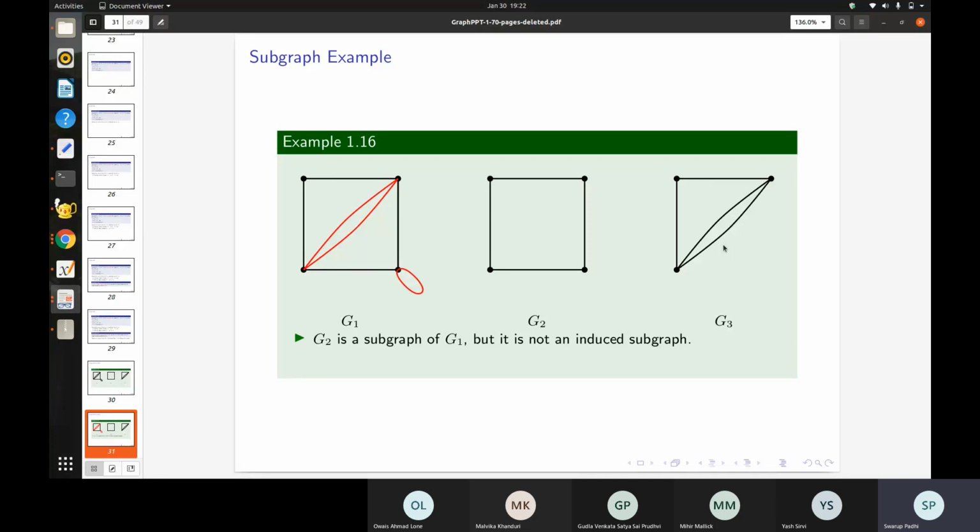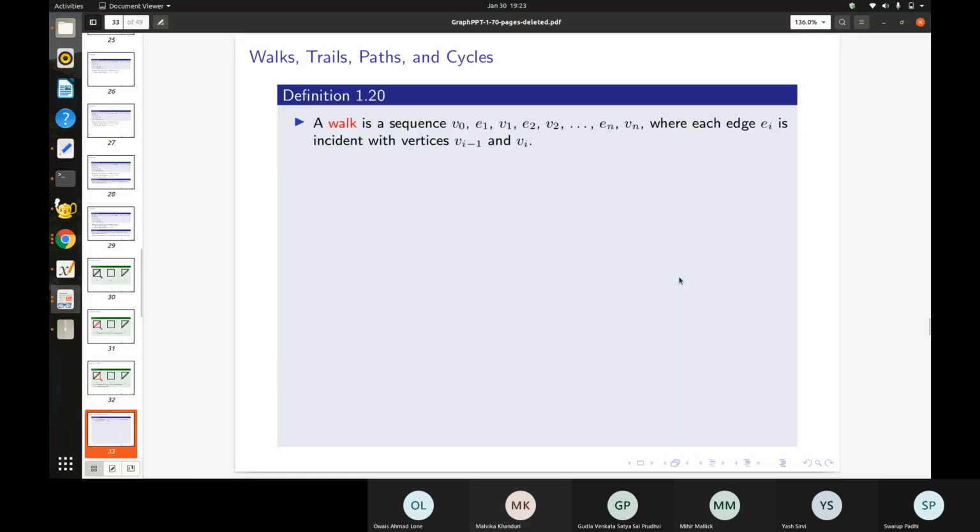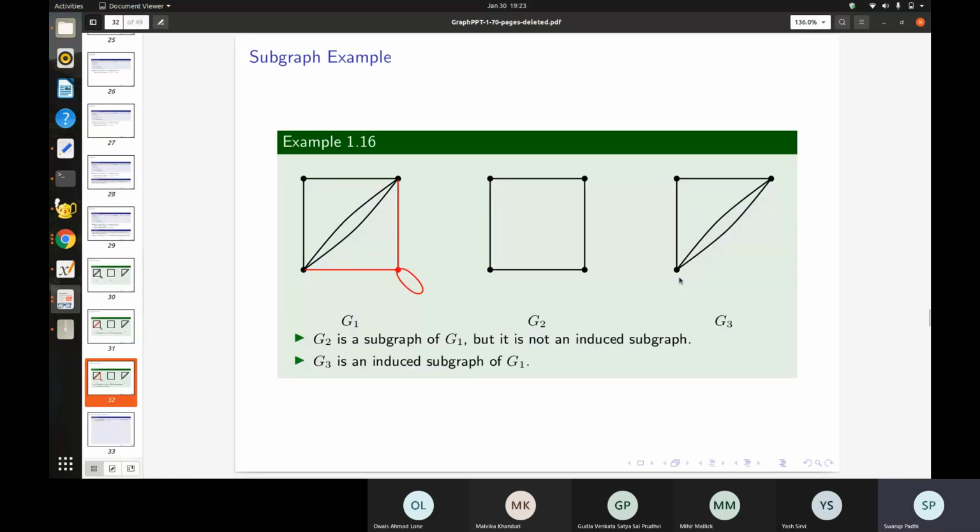G2 is not an induced subgraph, because here you see the graph G2 has all the four vertices, but we have removed edges without removing any vertex. So therefore, it's no longer an induced subgraph. But in G3, we removed the vertex, and corresponding to that, we removed the edges. So it's an induced subgraph because we didn't remove an edge on its own. So I hope this example is intuitively clear.